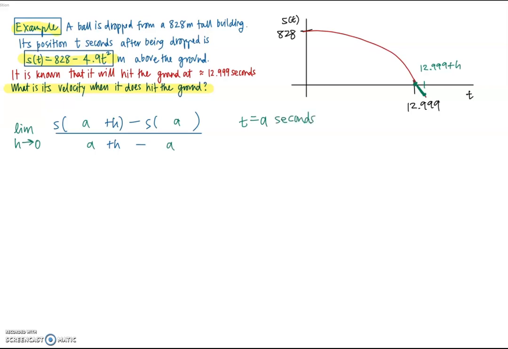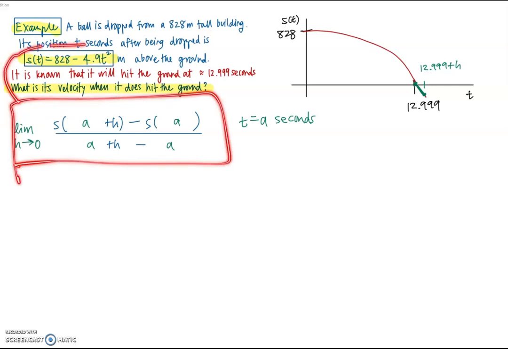This will allow us to not have to worry about decimal places, and we'll still be able to solve the problem, but in a more general way where we could actually find out what the velocity is not only at 12.999, but at t equals 5 or t equals 8 or t equals 10. We could find the velocity of that ball at any point. So this is the problem that we're going to solve, and we're going to use this formula to do it here.